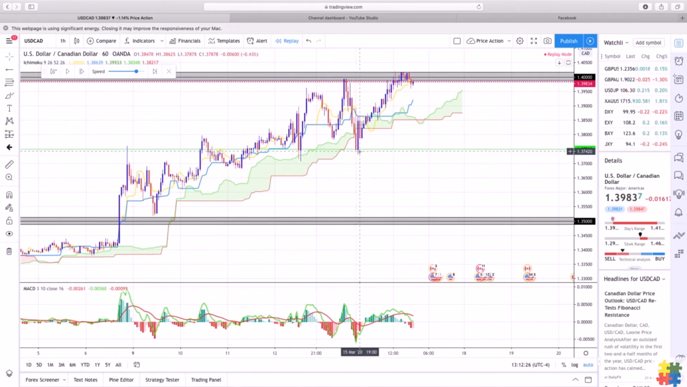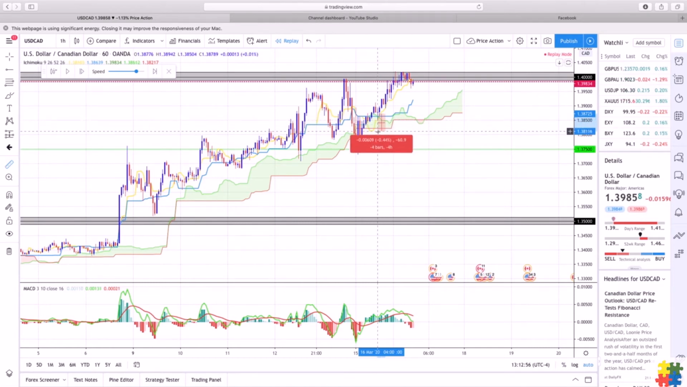So as you can see, it reversed right here. Again, now it's going back up. So if you wanted to get in on this, you could wait until price crosses. You could get in right here where it crosses the yellow line, or like I said, for extra confirmation, you wait till it crosses the blue line also. Then you get in. And you could have got in right here.